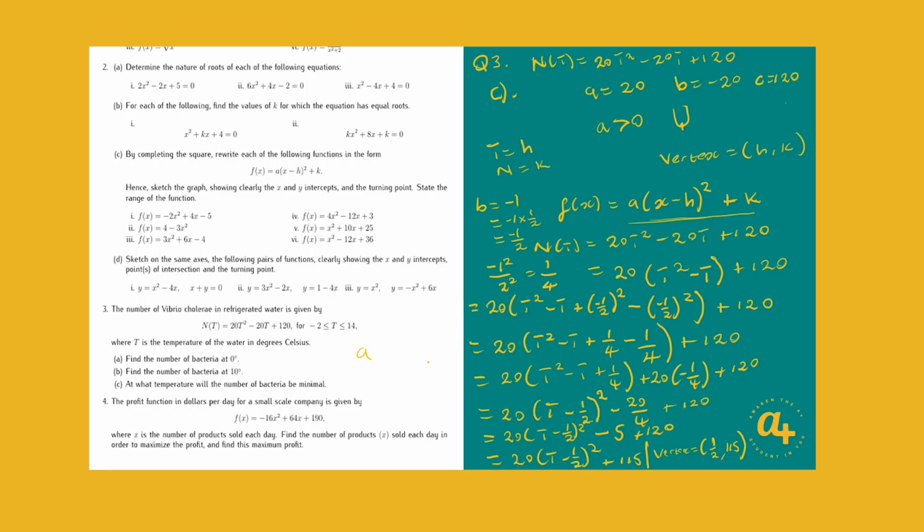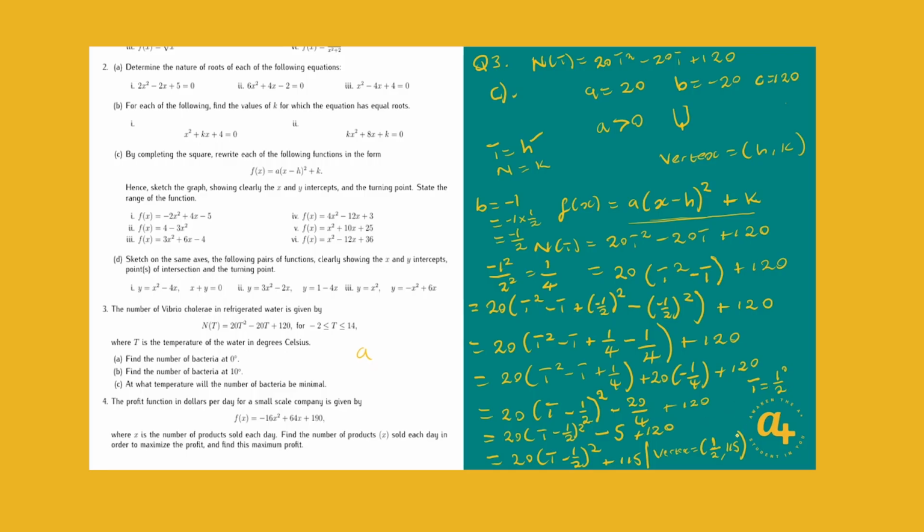Then if we look at what part C was asking here, at what temperature would the number of bacteria be minimal? So remember what we said up here. We said that h is the vertex coordinate that represents the temperature. And because h is equal to 1 over 2 here, when we look at the vertex coordinates, we know that the temperature that will give us the minimal number of bacteria is 1 over 2, or half. So t is equal to 1 over 2 degrees. This is our final answer.